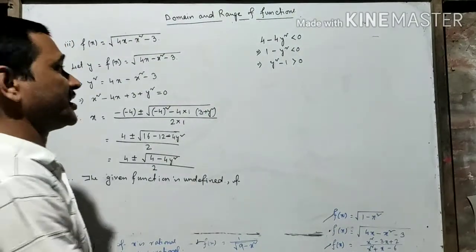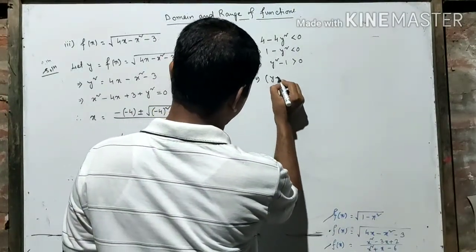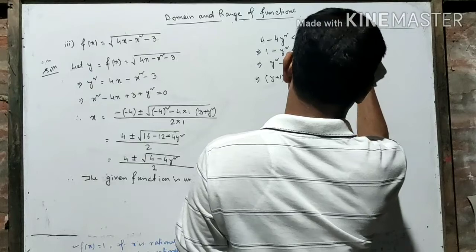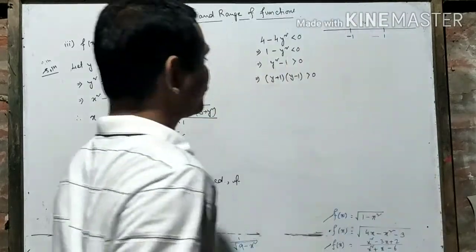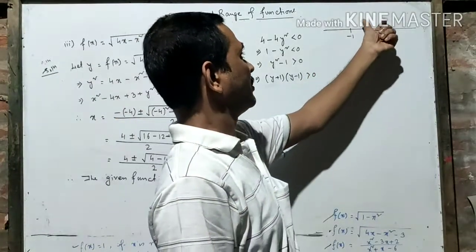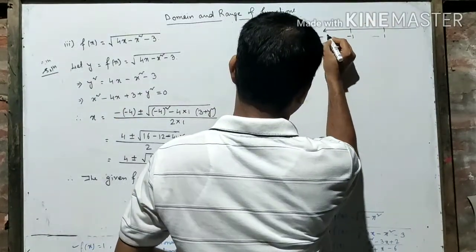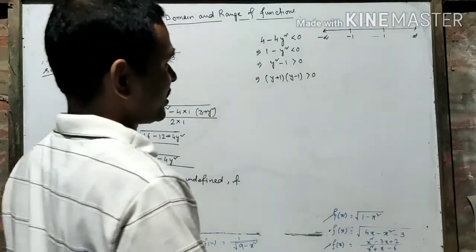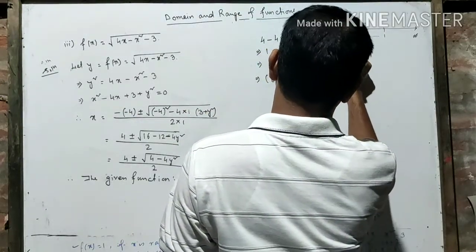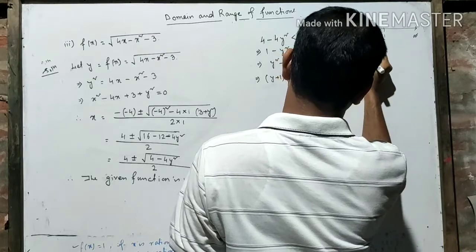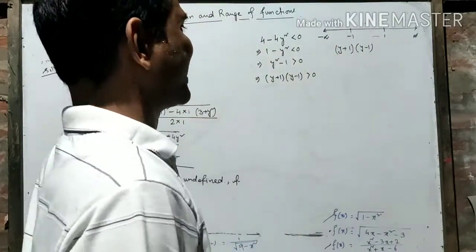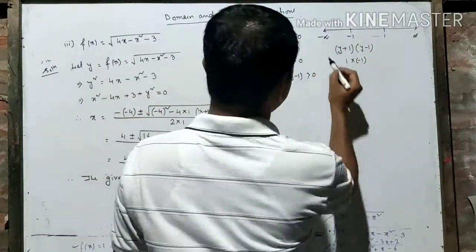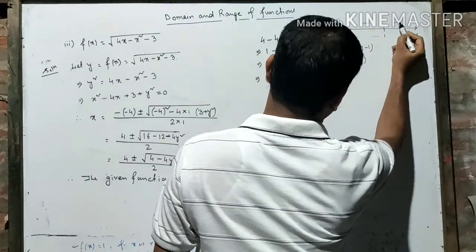Sign changes, inequality changes. Now we factorize it. (y plus 1) into (y minus 1) greater than 0. Now you find the zeros. So what are the zeros here? Minus 1 and 1. Now we have to check its sign in these intervals: from minus infinity to minus 1, minus 1 to 1, and 1 to infinity. Okay. So you know how to check. Let us take the value of y as 0. So this will be 1 into minus 1, which is a negative quantity. So the expression is negative here, then it is positive here, and negative here.